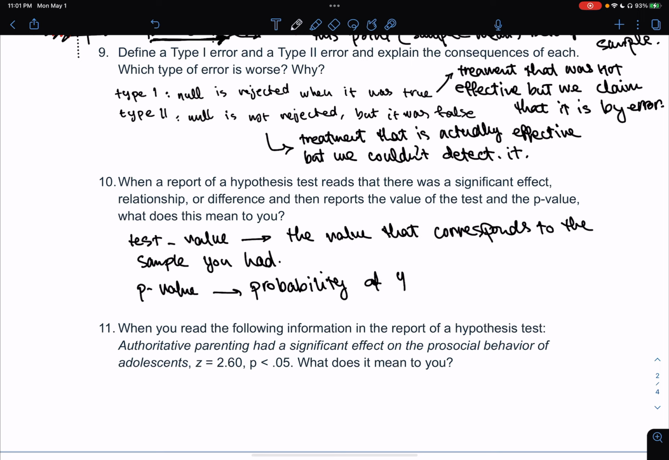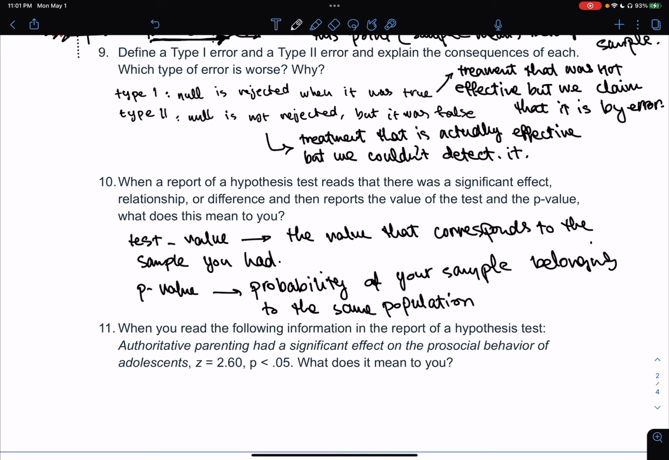The p-value is the probability of your sample belonging to the same population that was there before the treatment.